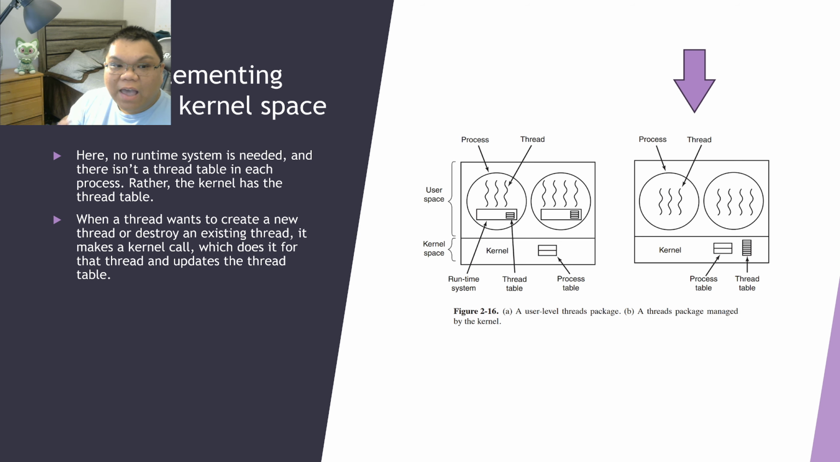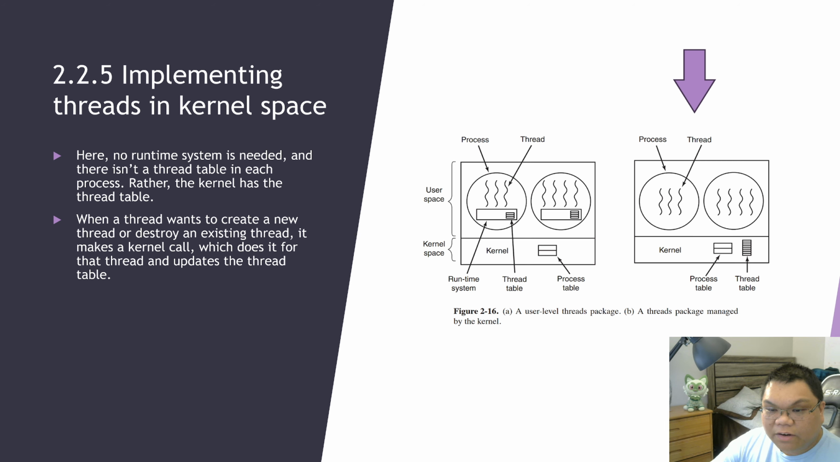So, that is how we implement threads in the user space. There is another implementation that involves making threads in the kernel space. In this implementation, we don't need a runtime system. And there isn't a thread table in each process. Rather, it's the kernel that's managing both processes and threads. When a thread wants to create a new thread or destroy an existing thread, it makes a kernel call, and then the kernel is the one that makes the new thread, and then it updates the thread table accordingly.